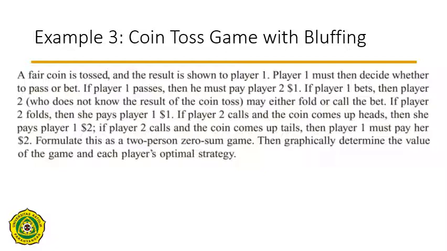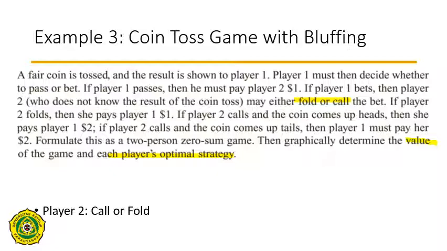In this example, we are asked to graphically determine the value of the game and each player's optimal strategy. Before going there, we need to see what kind of strategies are available for each player. Let me start with player 2 because it's more straightforward, right? Player 2 has the strategy of fold or call. So those are the only possible strategies for player 2, right?